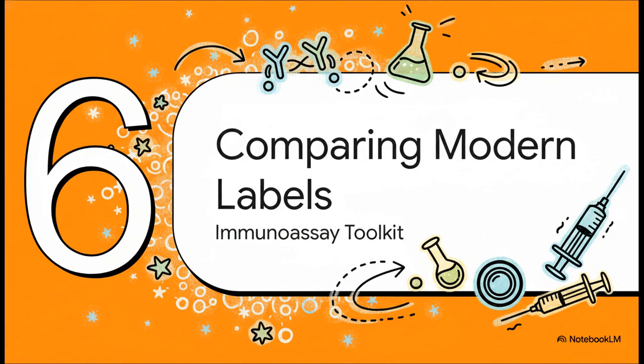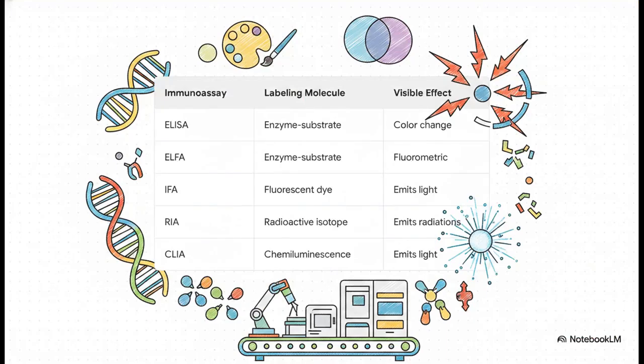Let's wrap things up with Section 6, comparing modern immunoassay labels. If you want the ultimate clinical cheat sheet, here it is. Whether it's color changes in ELISA, beta radiation in RIA, or photon emission in CLIA, the core difference always comes down to the detector molecule and the resulting signal. The fundamental antigen-antibody binding mechanics, those remain identical across the board. What changes is the engineering of the label to maximize sensitivity and automate the reading process in massive clinical chemistry analyzers. Understanding this breakdown ensures you know exactly the physical principles behind every quantitative biomarker you order.